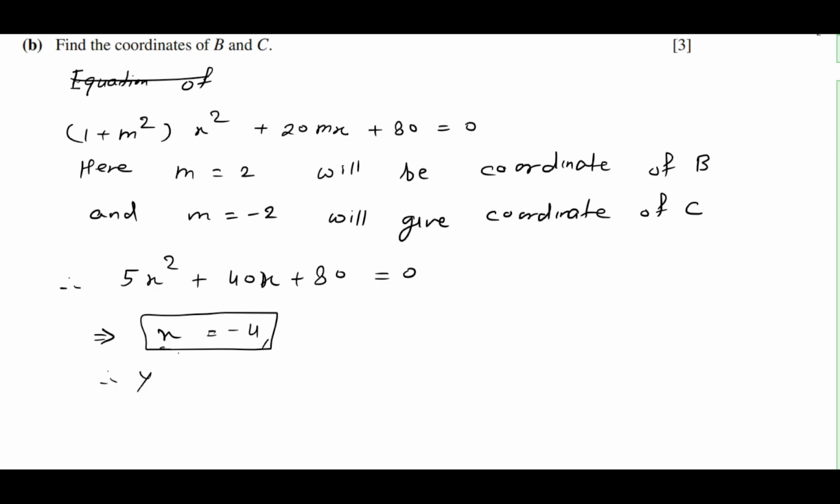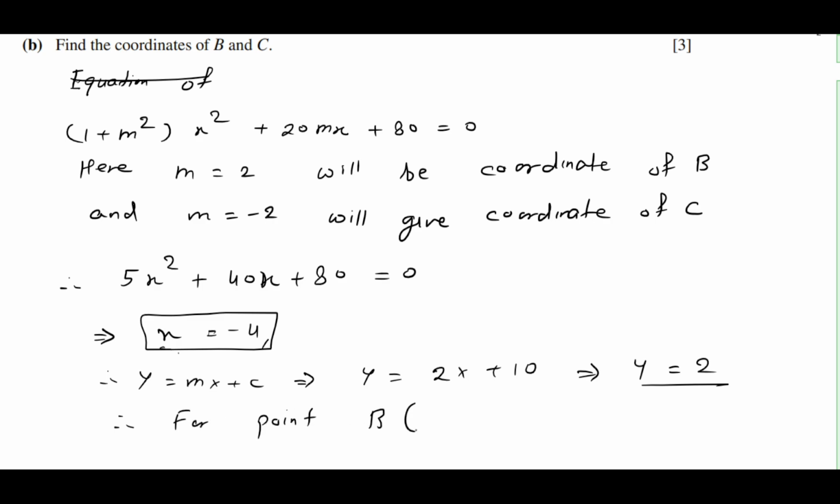So therefore y = mx + c, implying y = 2x + 10. This implies that y = now I put x = −4, so −8 + 10 is 2. So therefore for point B, its coordinates are (−4, 2).